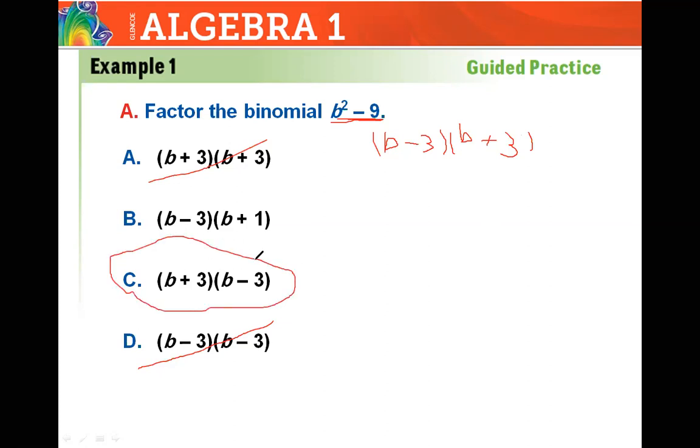So pay attention about difference of two squares: the two brackets must have different signs. So the answer is letter C. You can write the answer quickly.